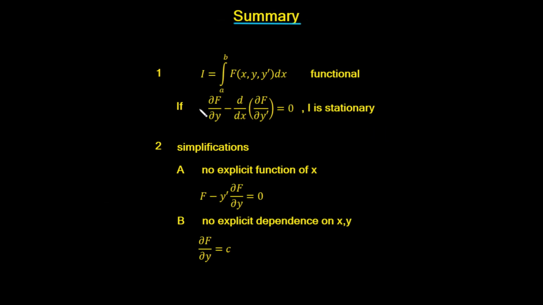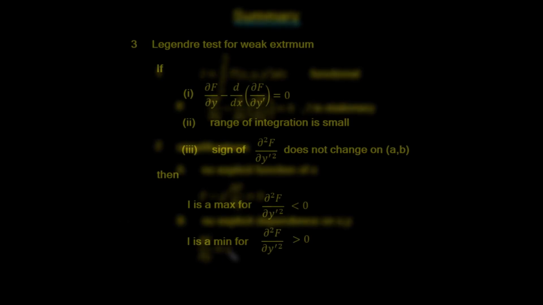Now, we looked at simplifications in the first course, so if there was no explicit dependence on x within this functional, then we could rewrite the Euler-Lagrange equation in this format here: f minus y derivative partial f by partial y derivative equals 0. And we've seen in the first course that that helped us to simplify a lot of the mathematics. Also, if there's no explicit dependence on x or y within this equation, then we could write it as partial f by partial y derivative is equal to a constant.